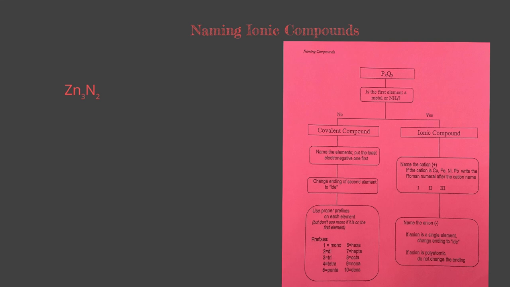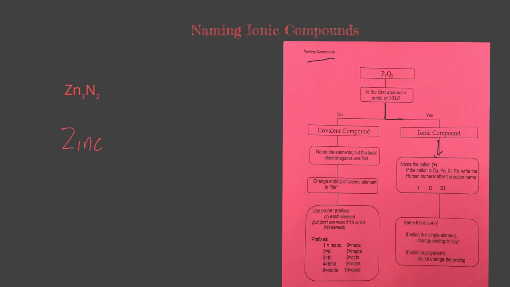The first thing I'm going to talk about is just simply naming a very simple ionic compound. The easiest way to do that is to just follow this flowchart. A flowchart will just answer the questions and then you follow the line to the next spot. So is the first element a metal or is it ammonium? Our zinc there is a metal because it's on the left side of our step line, so it is an ionic compound. The next step, name the cation. Okay, the cation is called zinc.